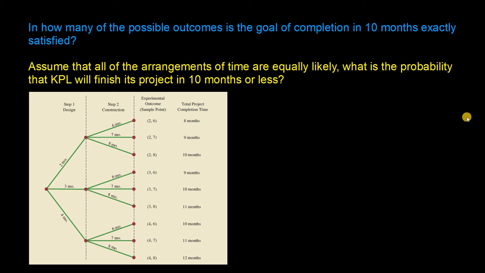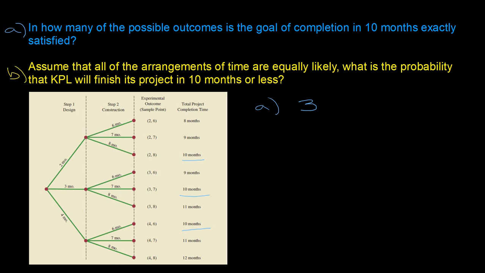So to answer the first question, the question in blue, in how many of those is the goal of completing the project in 10 months exactly satisfied? Well, of course, here we have 1, 2, 3. So let's call this question A. So for question A, in exactly 3 of all of our outcomes, we're going to complete it in exactly 10 months.